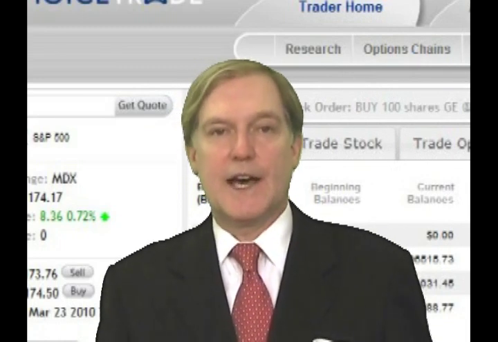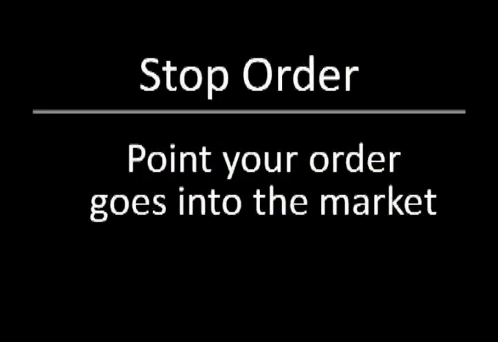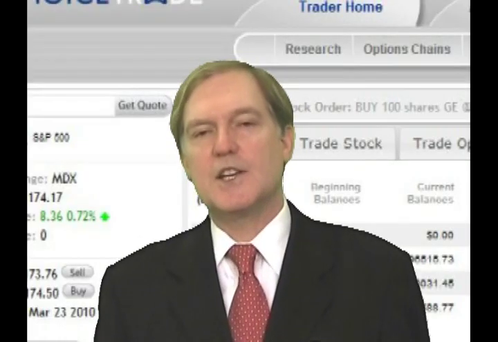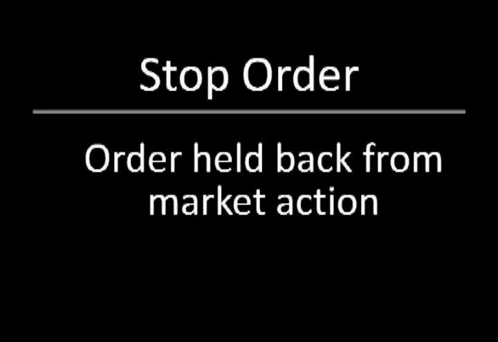A stop adds another step to placing an order. Not only do you have to consider the price at which you are willing to make the trade, but you also have to consider the point at which you are prepared to have your order go into the market. Instead of sending your order to the market immediately, a stop price holds the order in suspense. It is held in suspense until the security you want to trade reaches a certain price point. Once the stop price is met, the order goes in as a live order.